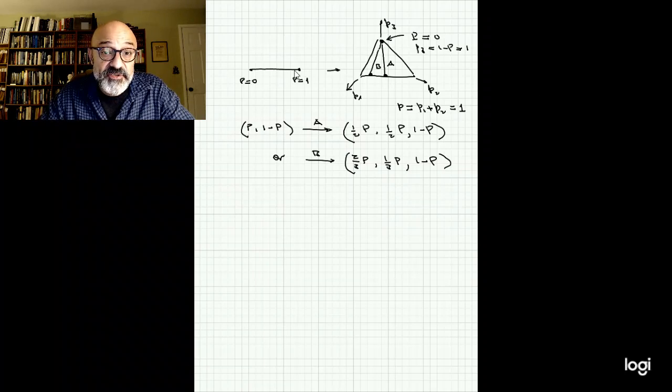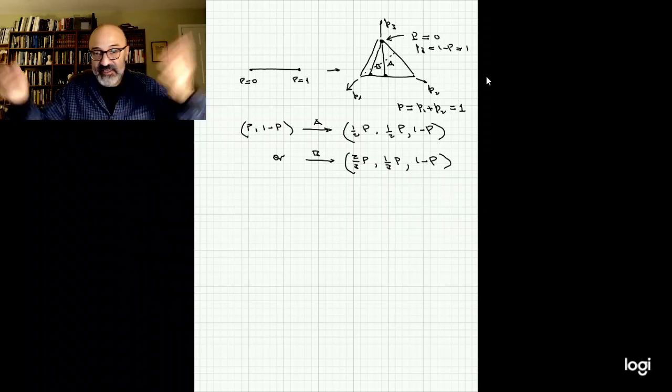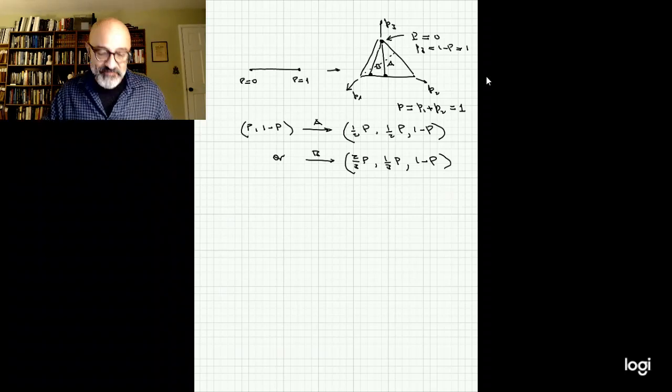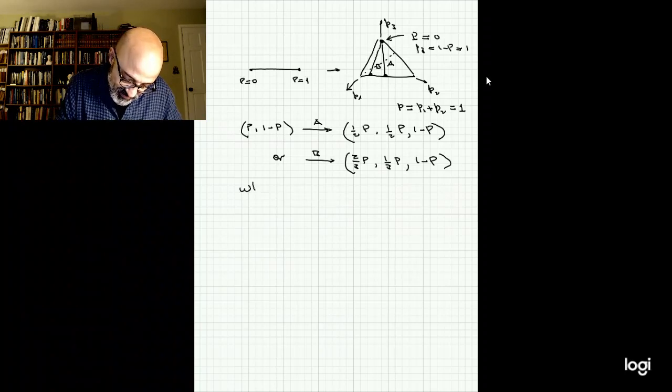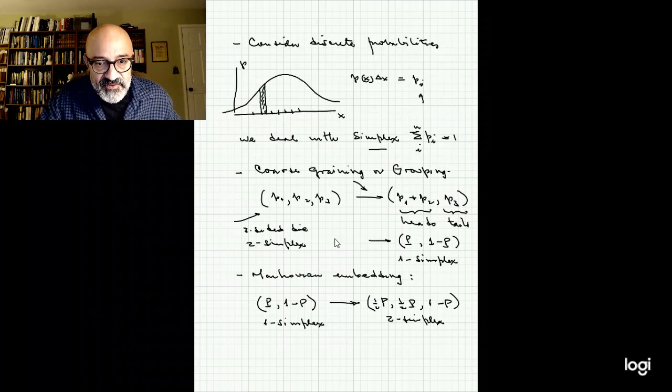In fact, you can also embed this in any other way you want. Nothing prevents you from embedding in lines like that. It's up to you. So now why do we care about these Markovian embeddings? Because what we are trying to do here, this is the crucial thing. Remember what we're trying to do. What we're trying to do is figure out what happens with these probabilities.